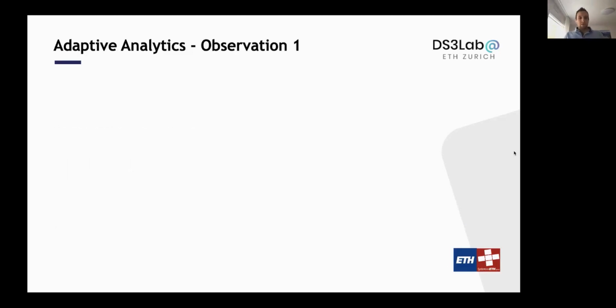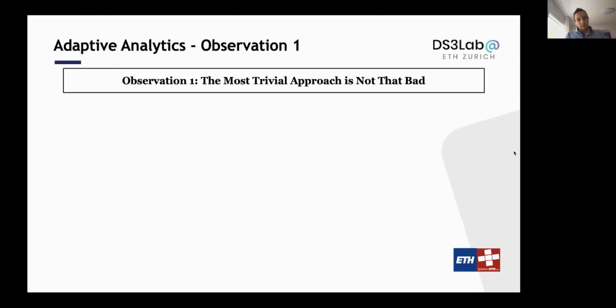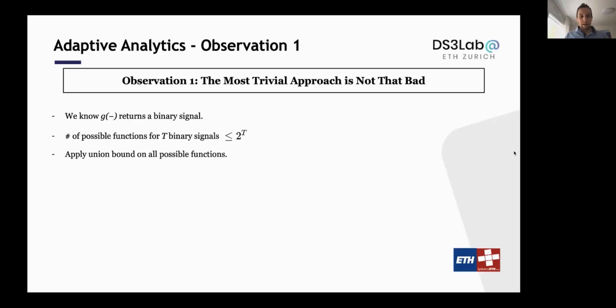So the first observation we made is that actually the most trivial approach to reduce the sample complexity is not that bad. And what do I mean by that? Well, in our case, as I mentioned before, we know that our function g returns a binary signal. Now, for capital T steps, there are only 2 to the power of T, which could be large, but in our case, you'll see why this is not the case. There are only 2 to the power of T possible functions over T steps that it can return. And one approach is to simply apply union bound over all those possibilities.